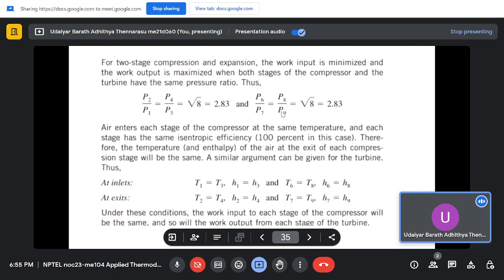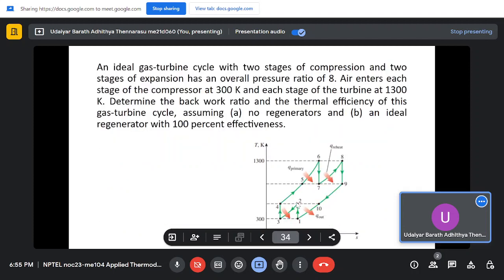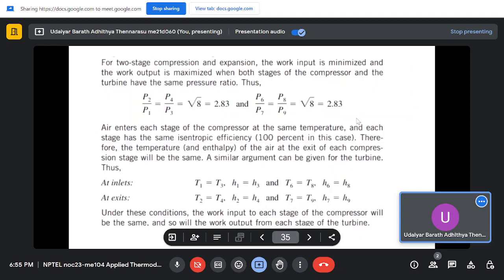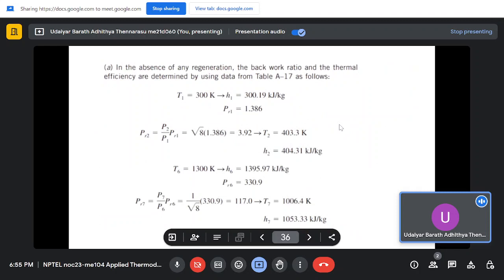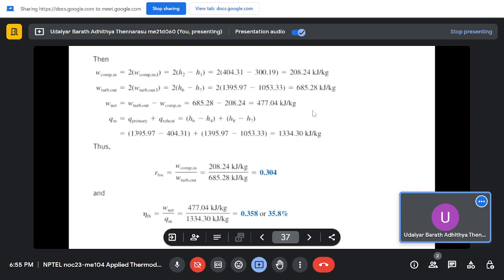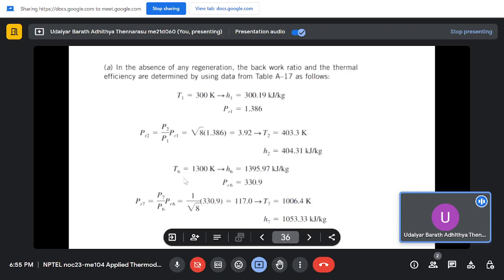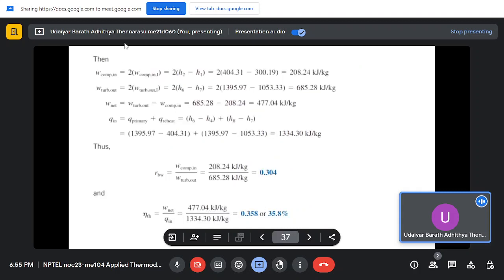The alternative way is, as I told previously, this is an isentropic process, so we can use P2 by P1 equals T2 by T1 raised to gamma minus 1 by gamma to find the temperature for all the states. A similar process is adopted to find each of the pressures and temperatures. Using the temperature and pressure of each state, we can find the enthalpies. So now we can calculate the compressor work in each stage.